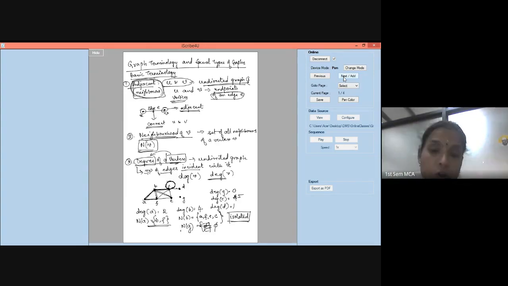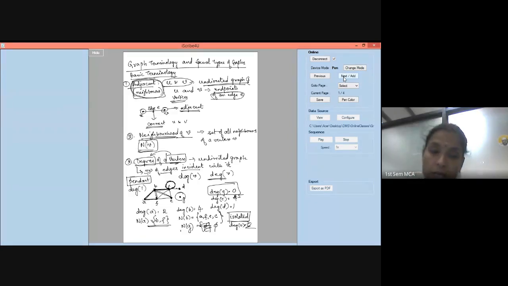A vertex is called isolated if the degree of that vertex is equal to 0. All right. So in that case, we saw that the degree of vertex G is 0. So we call that vertex G an isolated vertex.